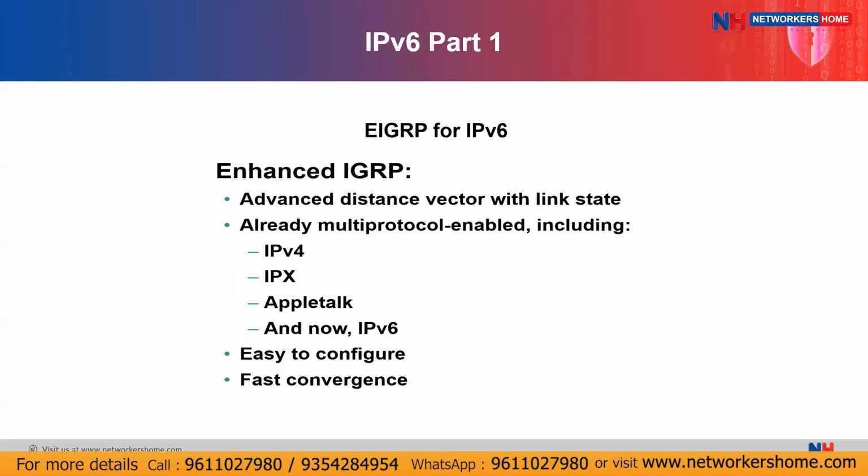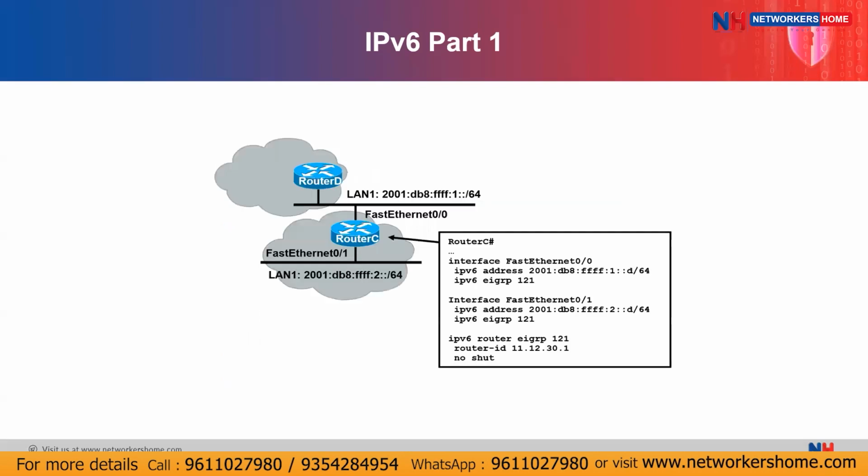EIGRP, that is the part, all features like same, IP version 4, IPX, and all it supports like in IP version 4, as it supports all routed protocols using protocol dependent module features, easy to converge, and fast converge. And remember, EIGRP remains disabled under IP version 6.